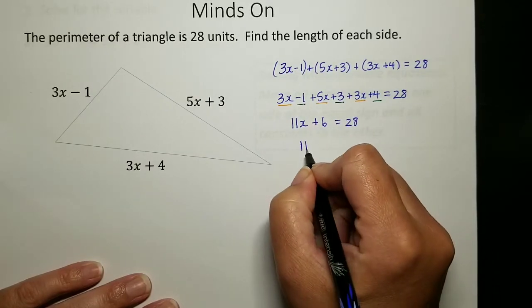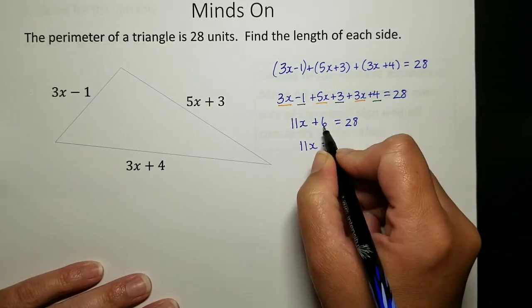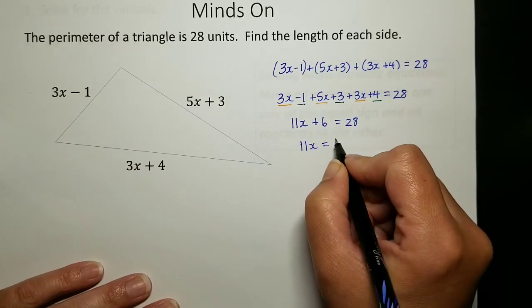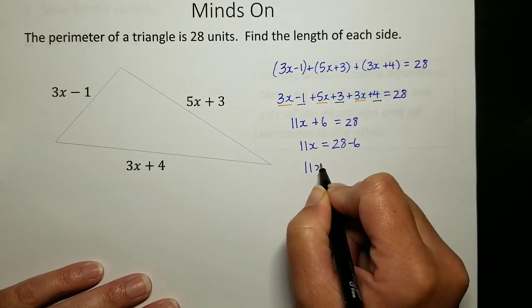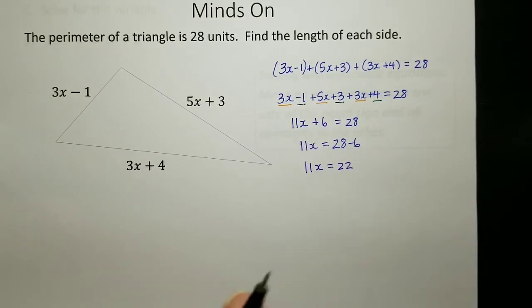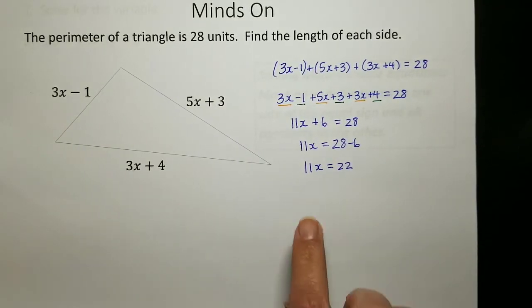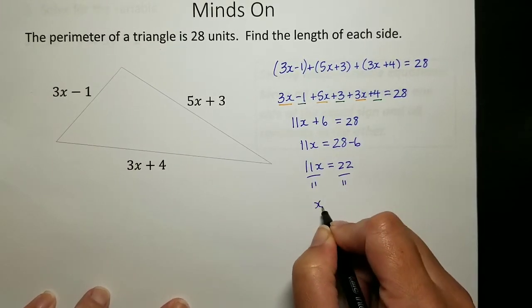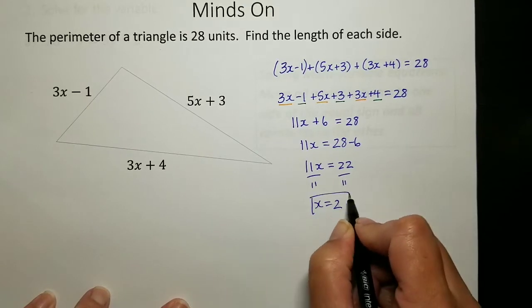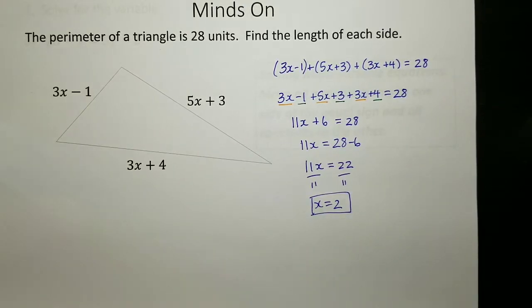So here we've got 11x equals, undo the plus 6 with a minus 6, 28 minus 6. So 11x equals 22. And then I'm going to undo the multiplication by 11 by dividing by 11. And I get x equals 2. So that feels like the answer to this question.